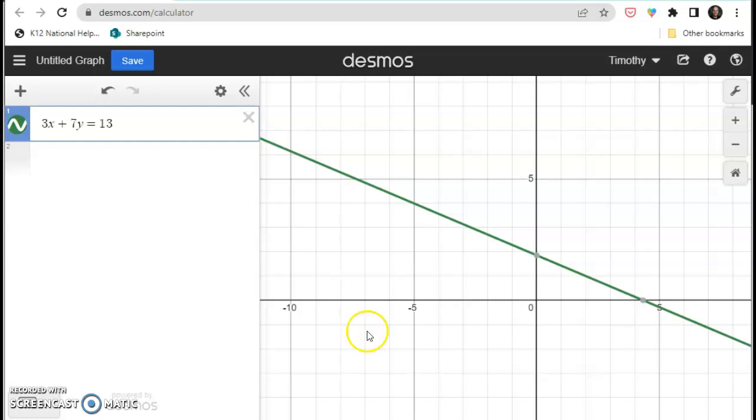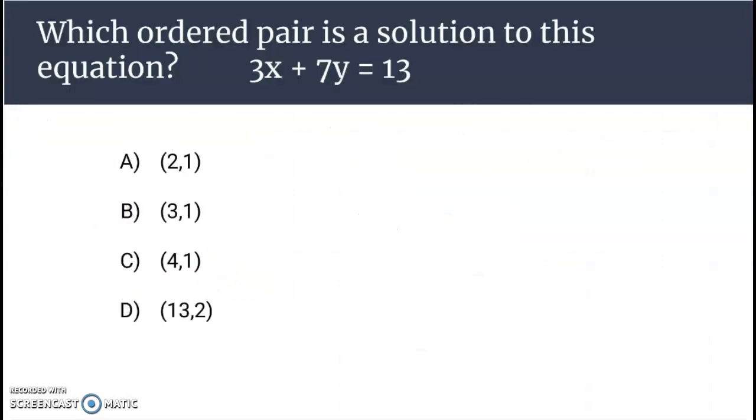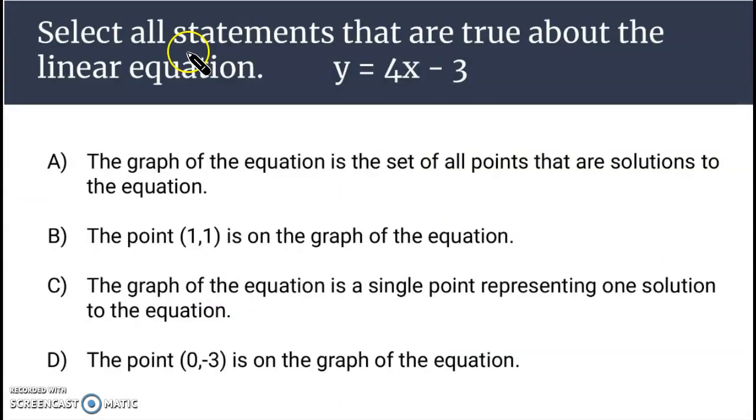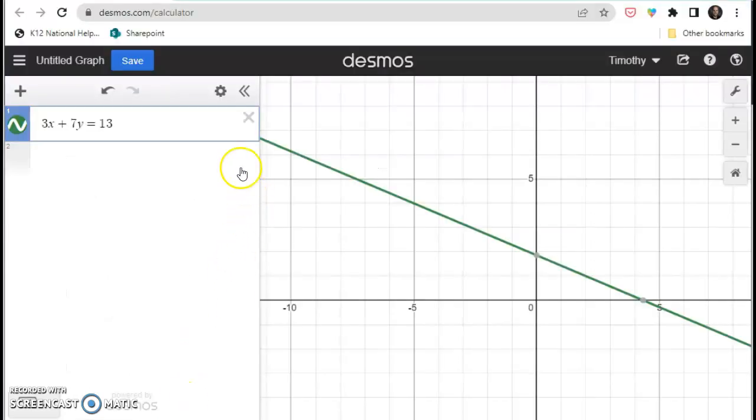All right, now we're going to talk about just some traits of a line here. Let's look at this next one. Select all the statements that are true about the linear equation y equals 4x minus 3. Let's get it graphed on Desmos first. Y equals 4x minus 3.